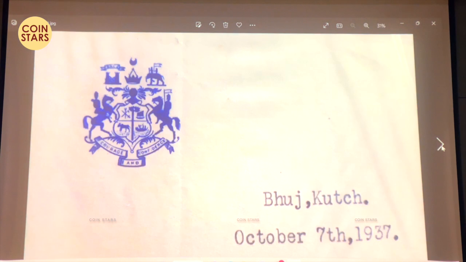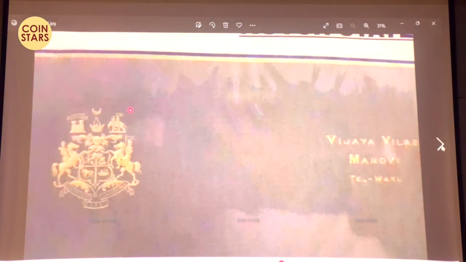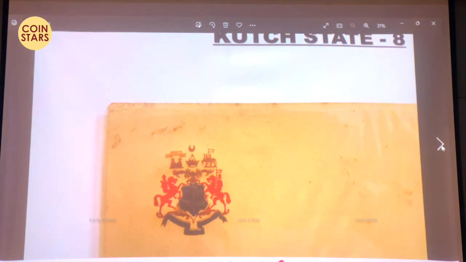Next, this is a Kutch monogram, courage and confidence. Next, this again is Kutch, but the palace is writing from a palace in Mandvi. This is a beautiful light blue colored paper, and with this white embossed monogram. Next, the state of Kutch. This again is Kutch.